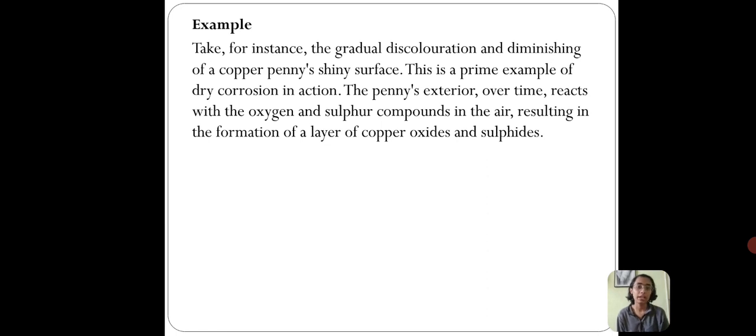Examples for dry corrosion. Take for instance the gradual discoloration and diminishing of a copper penny's shiny surface. This is a prime example of dry corrosion in action. The penny's exterior over time reacts with the oxygen and sulfur compounds in the air, resulting in the formation of a layer of copper oxides and sulfides.